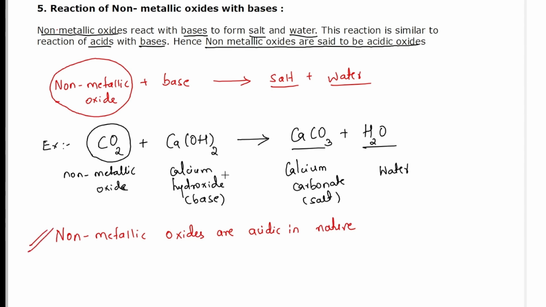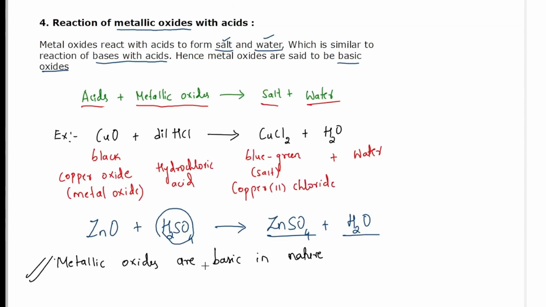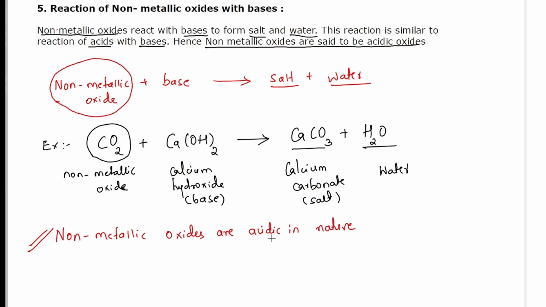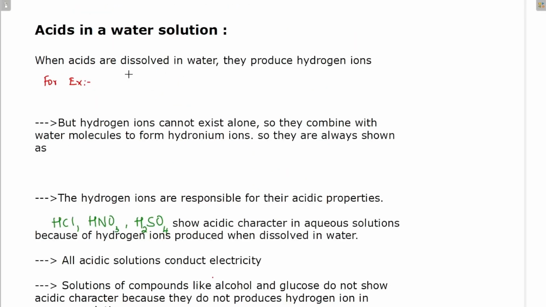This is another point to remember. Metallic oxides are basic in nature, non-metallic oxides are acidic in nature. Now, the next topic of our discussion is what happens when acids and bases are dissolved in water.